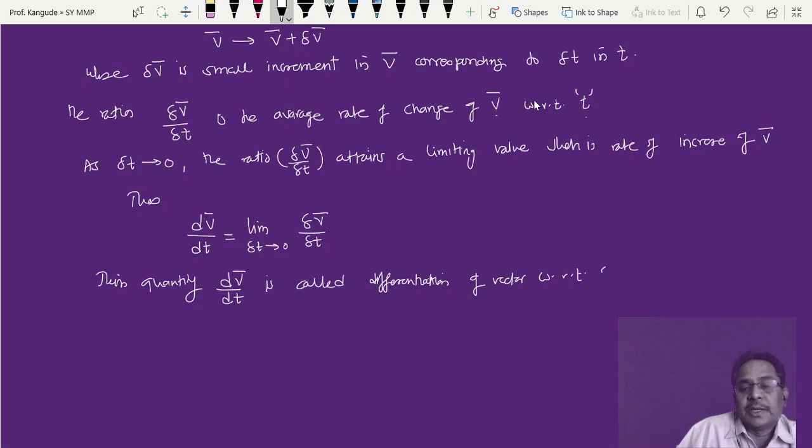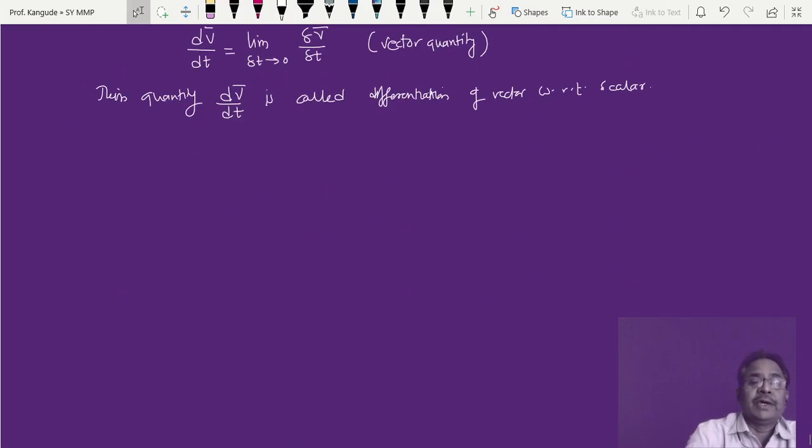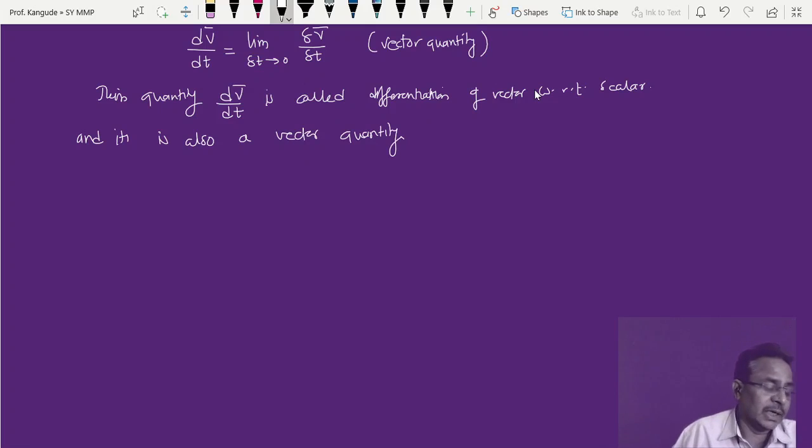With respect to scalar. Remember, this V bar is a division of vector by scalar, and therefore vector divided by scalar is also going to be a vector quantity. That means differentiation of a vector with respect to a scalar is also a vector quantity. We can write that this quantity dV bar by dt is called the differentiation of vector V bar with respect to scalar, and it is also a vector quantity. Now I can give several examples.